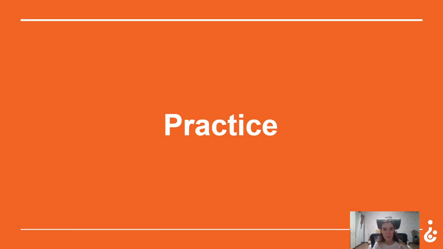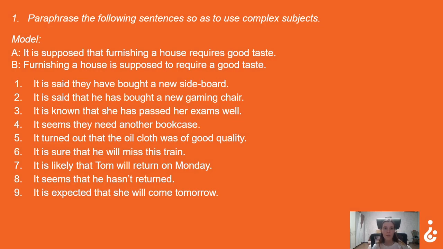And now it's time for practice. First task: you should paraphrase the following sentences so as to use a complex subject. One example: it is supposed that furnishing a house requires a good taste. We change it like this: furnishing a house is supposed to require a good taste.